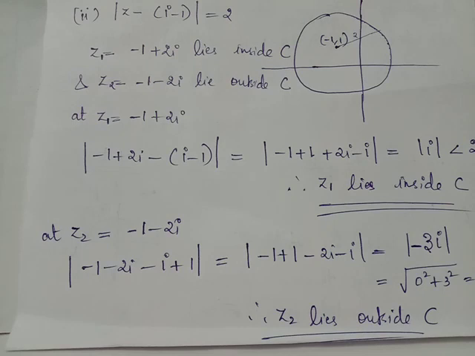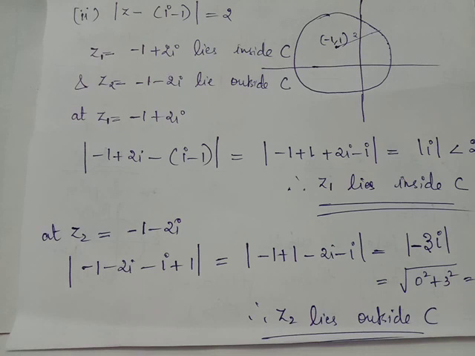When you consider the second circle, modulus of z minus i minus 1 equals 2. The first pole z1 equals minus 1 plus 2i, when evaluated in this expression, we have modulus of z1 minus i minus 1, which gives us modulus i, which is strictly less than 2. Therefore, z1 lies inside C.